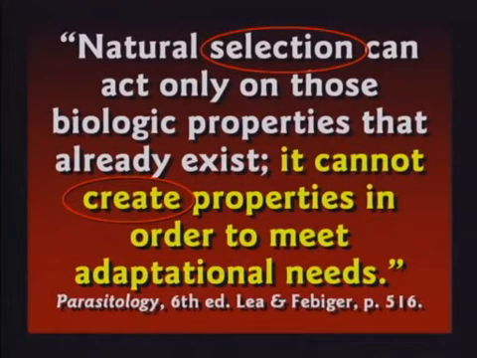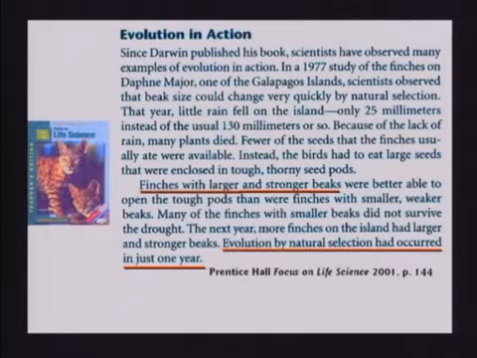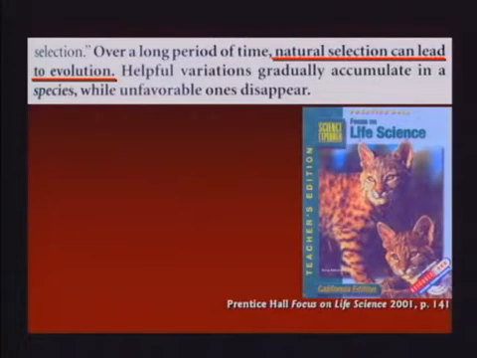This textbook says, finches with larger and stronger beaks were better able to open the tough pods, and so they survived. Evolution by natural selection had occurred in just 1 year. That is pure propaganda. It's still a bird, and it reverted right back to the same national average after the famine or the dry spell went by. Part of the population already had the genes for tougher beaks. Natural selection does not lead to evolution. This is a lie. Natural selection selects.